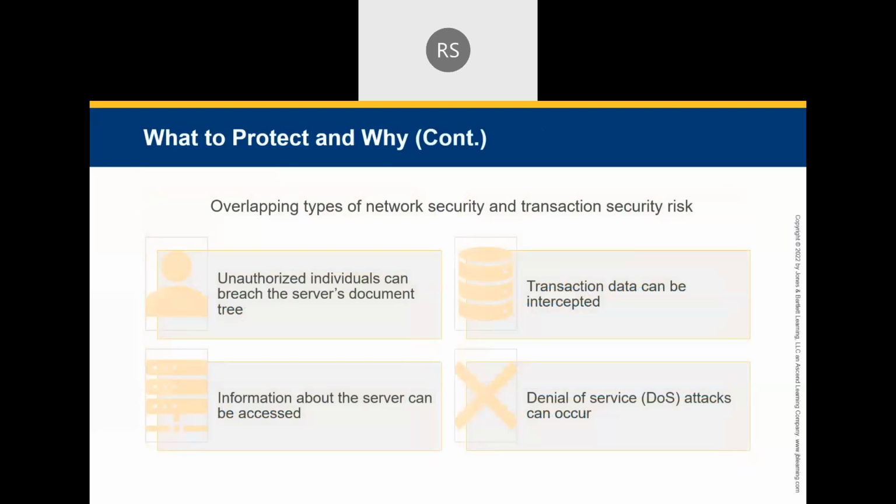So when we look at some overlapping types of network security and transaction security risk, we're going to look at unauthorized individuals gaining access to the server's document tree. That is a serious concern. So this can lead to unauthorized access to sensitive files and information. Now, one of the risks we must guard against is the interception of the transaction data. So without the proper security measures, important information exchanged during transactions can be compromised.